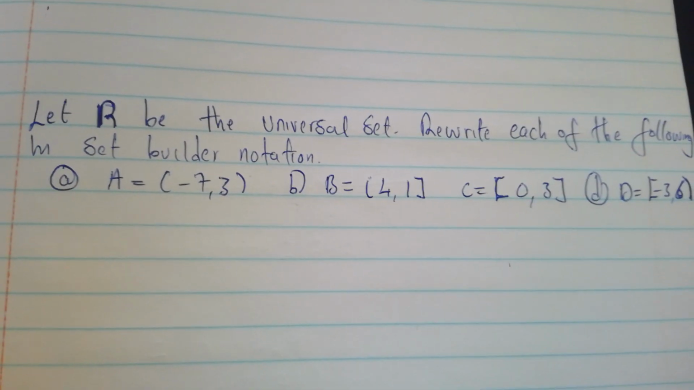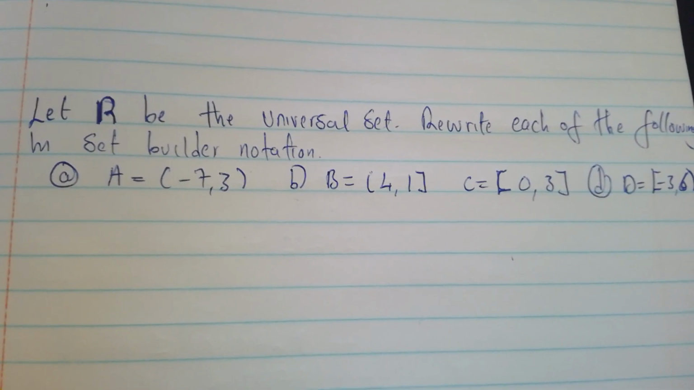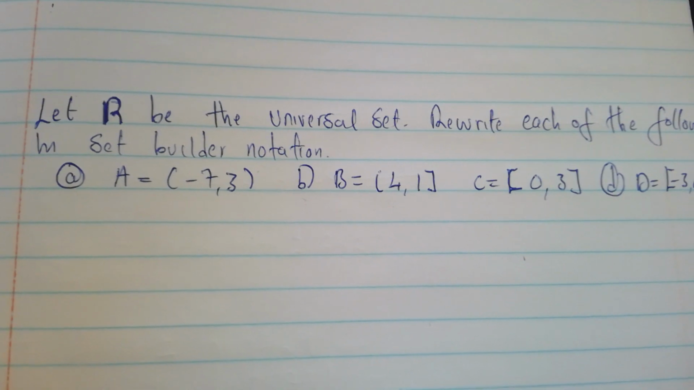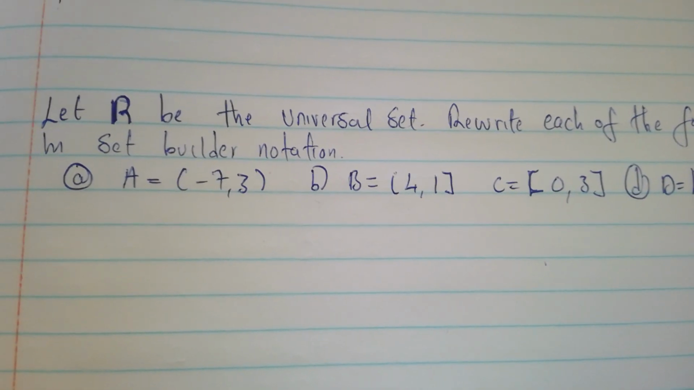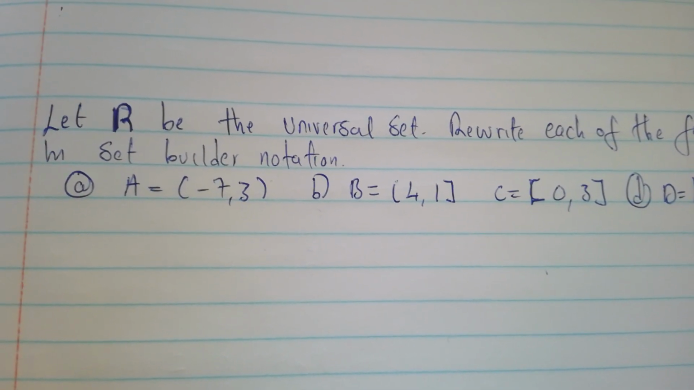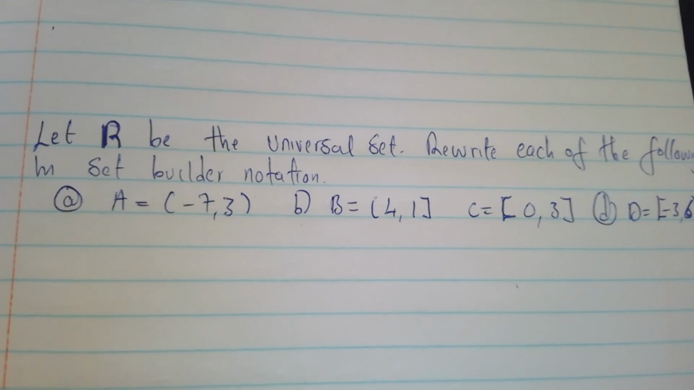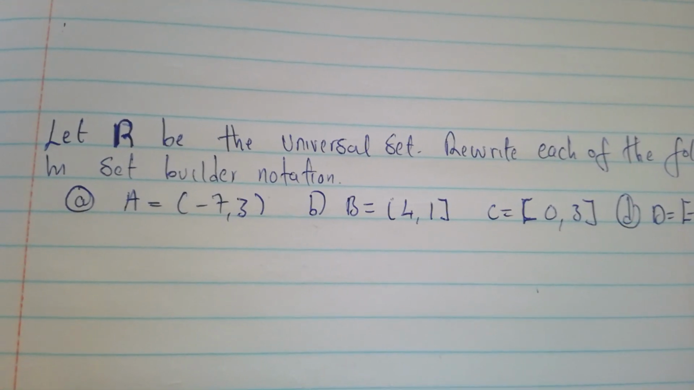We're solving a tutorial sheet, MAT1110 tutorial sheet 1 2023. This is question 8. The question says, let R be the universal set. Rewrite each of the following in set builder notation.